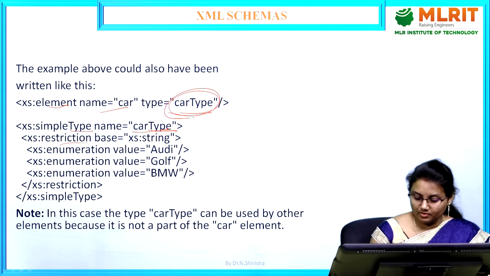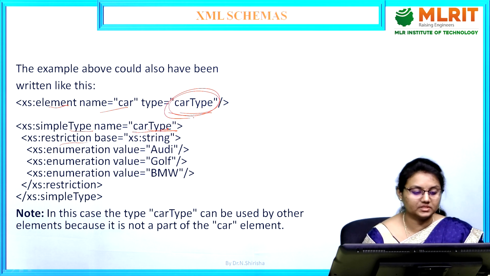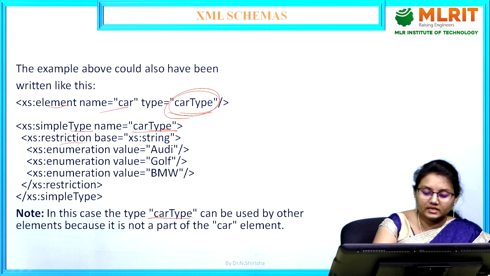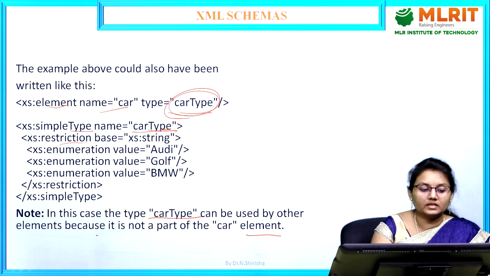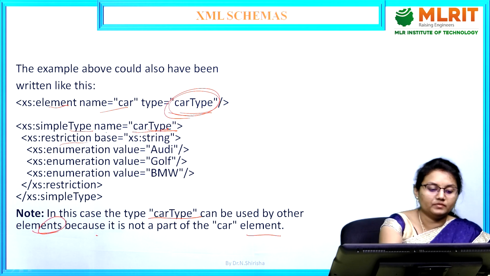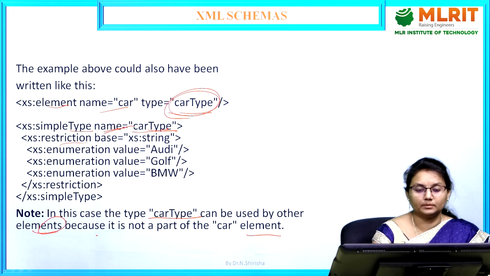What is this carType? CarType is nothing but the type of car that I am giving. So in this case, carType can be used by other elements because this is not a part of the car element. So this can be used by any other elements. So here we are using it in the simple type. Okay.